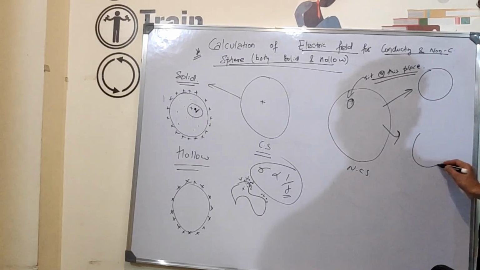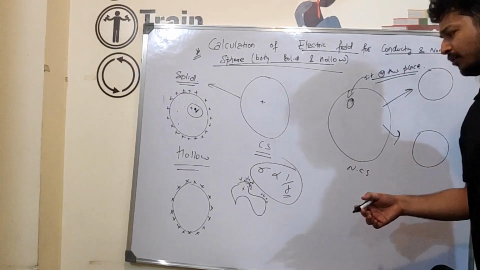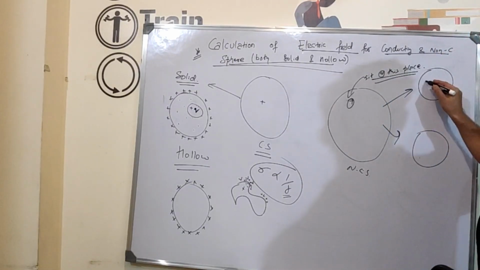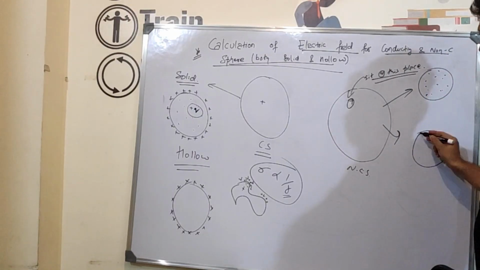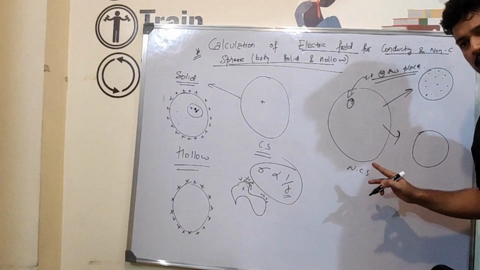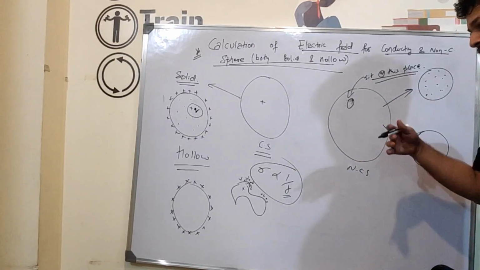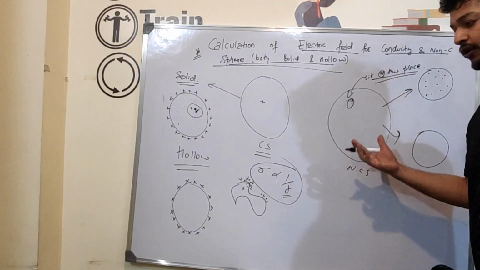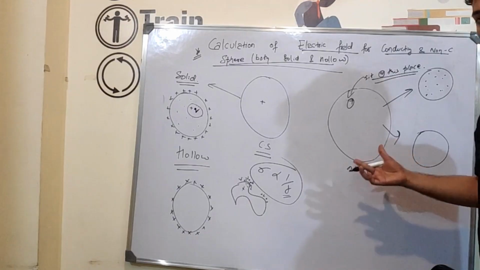And be it a solid non-conducting sphere or a hollow non-conducting sphere. Again, what's the difference between solid and hollow? It simply says that solid will have material in its volume, and hollow will have material on its surface. Now, if we understand this, the case of solid and hollow conducting spheres and non-conducting spheres, we can go further with the discussion.